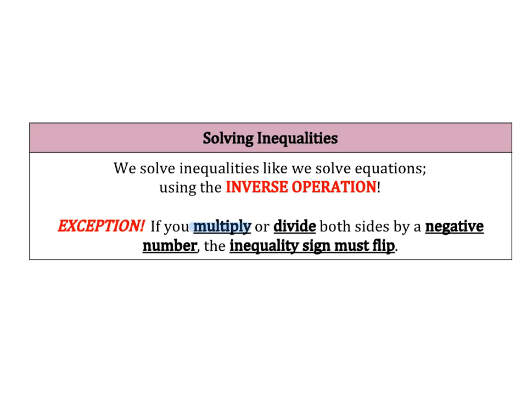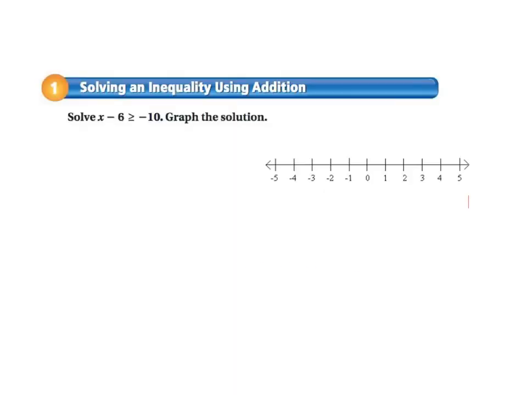If you ever multiply or divide both sides of the inequality by a negative number, you need to flip the inequality sign. So once again, this only happens if you're multiplying or dividing by a negative number. If you're adding or subtracting, don't worry about it. And if you're multiplying or dividing by a positive, you don't worry about it. But once again, if you multiply or divide by a negative number, the inequality sign must flip.